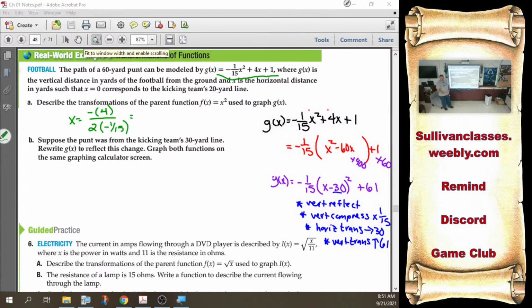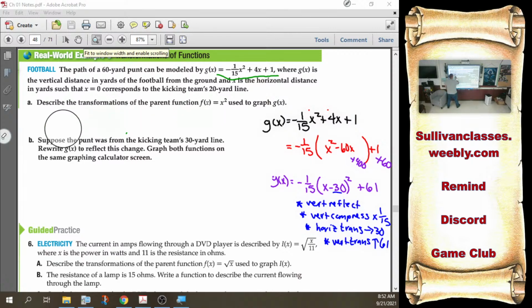What is that? Get the calculator if you need to. I'm guessing 30. Oh my gosh. Because it's the vertex, that's the transformation. And then go find g of 30. Take a wild guess what it's going to be. How about 61? Because that's my vertex.